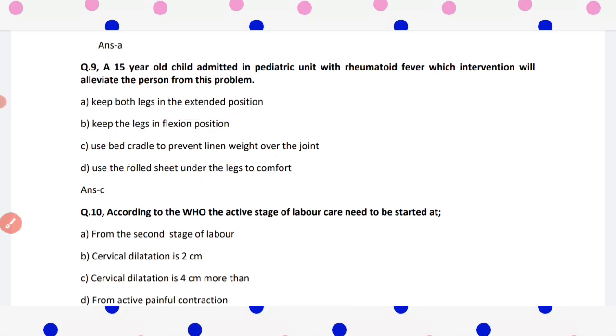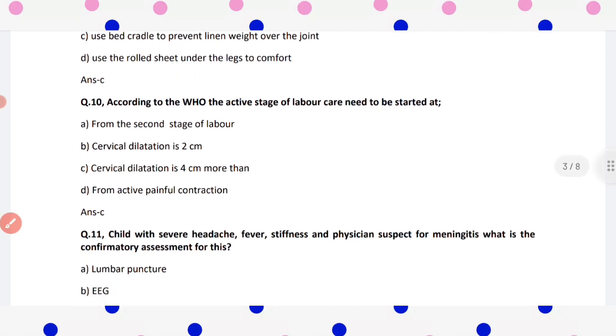And the next one is, according to WHO, the active stage of labor needs to be started at. They have given 4 options: from the second stage of labor, cervical dilatation is 2 cm, cervical dilatation is 4 cm or more than 4 cm, and option D is from active painful contraction. So in order to solve this question, you should know 2 types of labor.